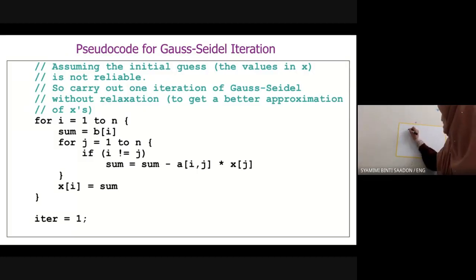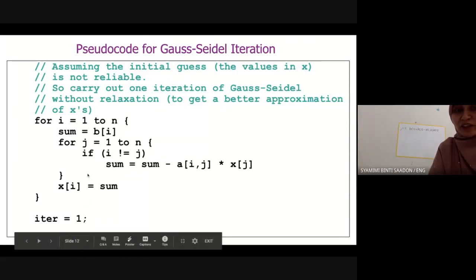I write the sum. Okay, so B1 is now B1, which equals B1 minus A12 x2. Okay, so we have this, and then we proceed to J2, J3. This is J2, because we won't proceed with this step for J1, right? So this is J2, J3.